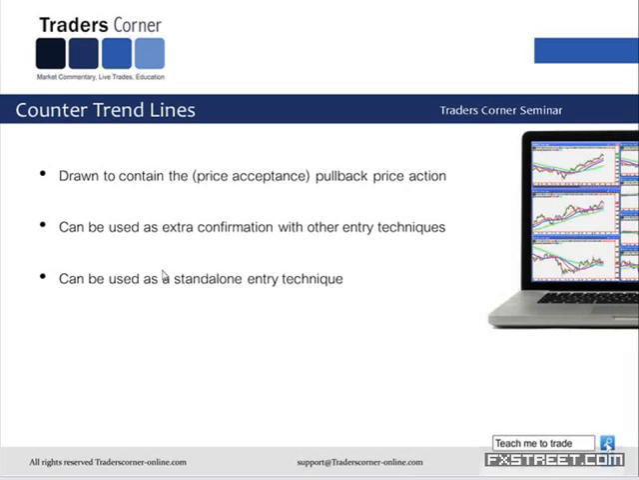Now, ultimately, with the counter trend line break, you're looking for a trend to be in place. Then you look for the pullback. Once you get the pullback, you're looking to put your trend line across the top or the bottom of the pullback, so you're ultimately putting a trend line in there containing the pullback. I'll show you what this looks like in charts in a second, but just keep that in mind for the moment. Now, this can be used as an extra confirmation with other entry techniques.